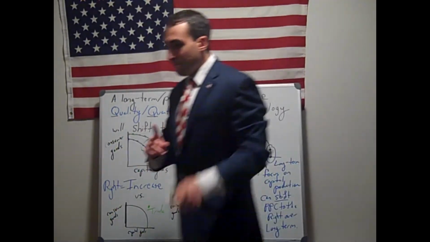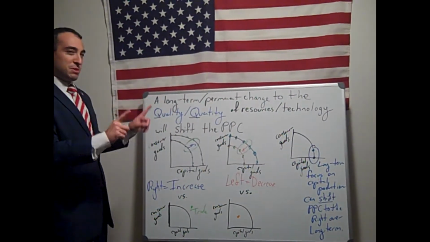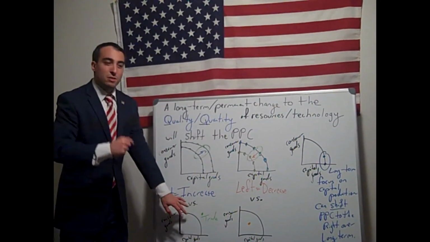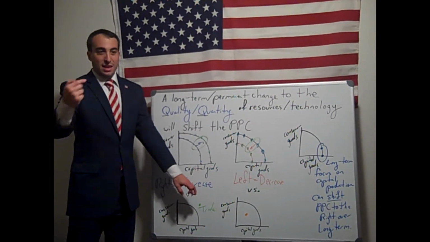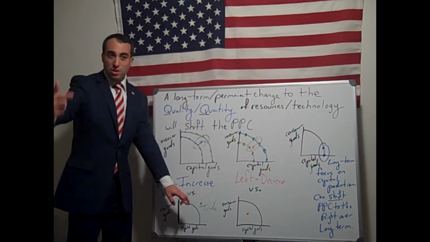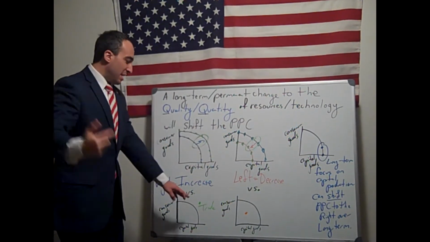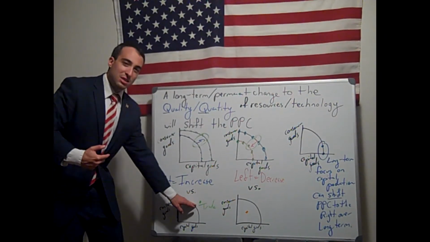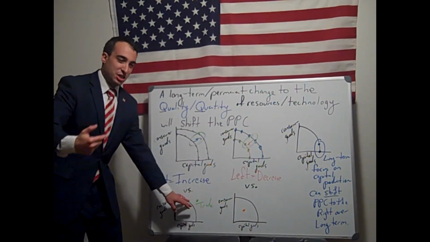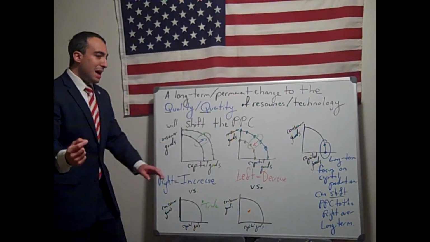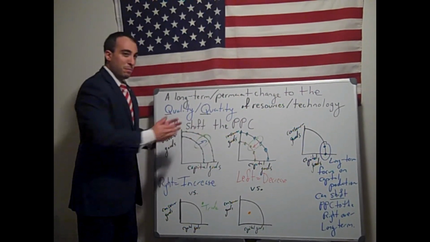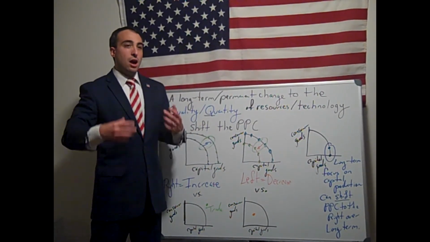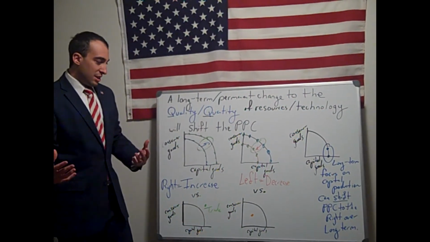Now, versus some of the previous concepts from the previous slide, a point outside could be achieved with trade. The nations create terms of trade based on their opportunity cost, and in the short term, they are able to achieve a point outside their PPC. So this would be possible with mutually advantageous trade. Trade would not be a shift of the PPC because there is no long-term or permanent change to the quality or quantity of resources or technology.